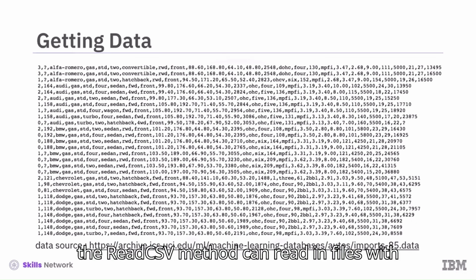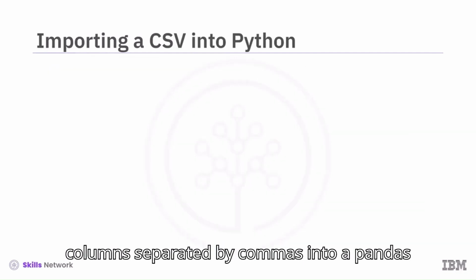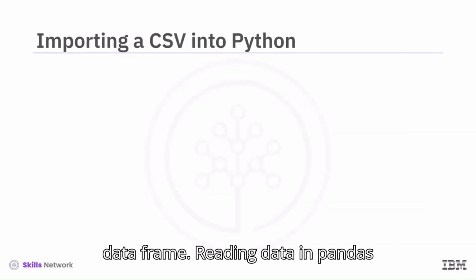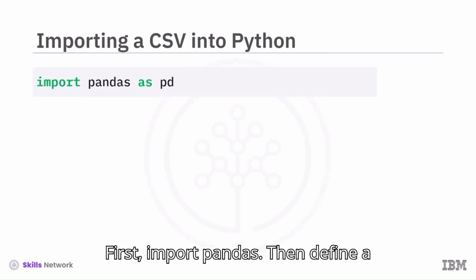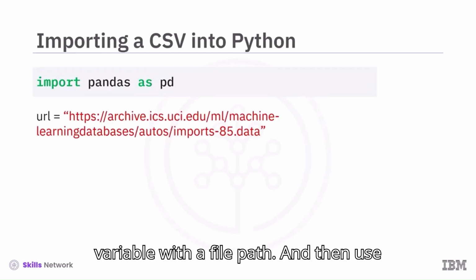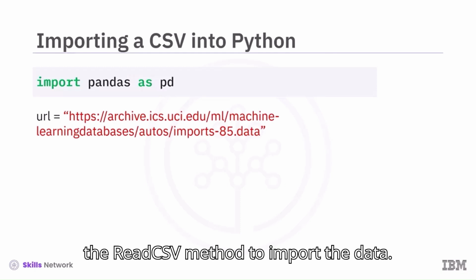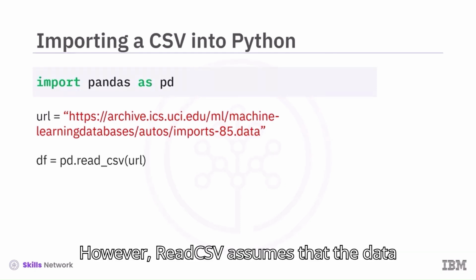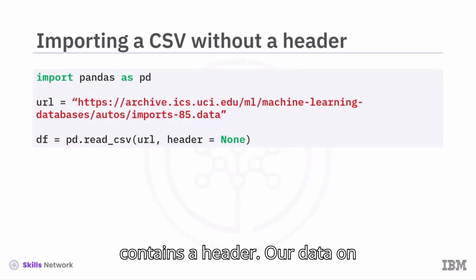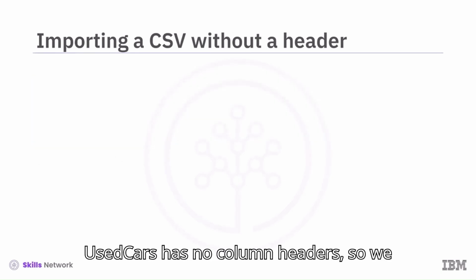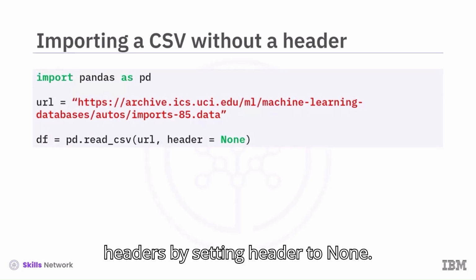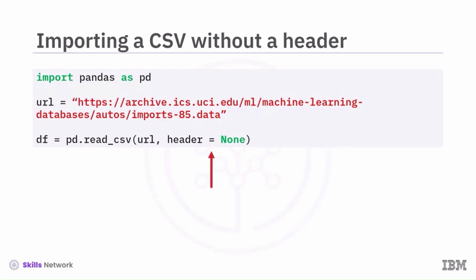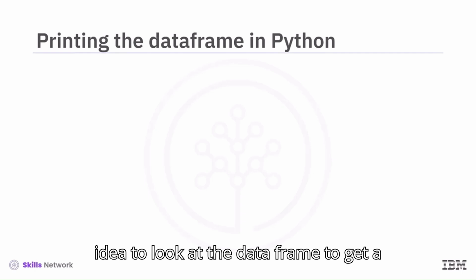In Pandas, the read_csv method can read in files with columns separated by commas into a Pandas data frame. Reading data in Pandas can be done quickly in 3 lines. First, import Pandas. Then define a variable with a file path. And then use the read_csv method to import the data. However, read_csv assumes that the data contains a header. Our data on used cars has no column headers, so we need to specify read_csv to not assign headers by setting header to None.